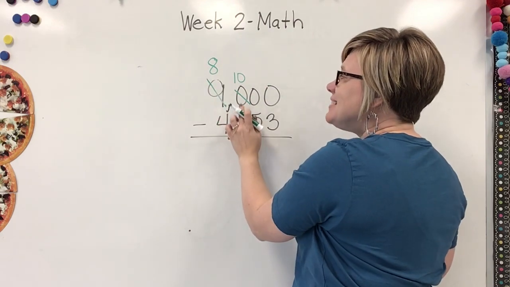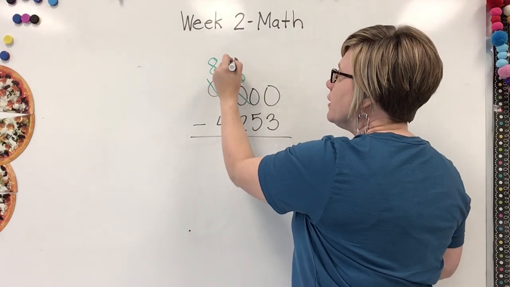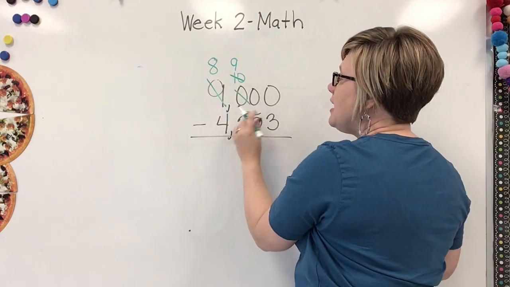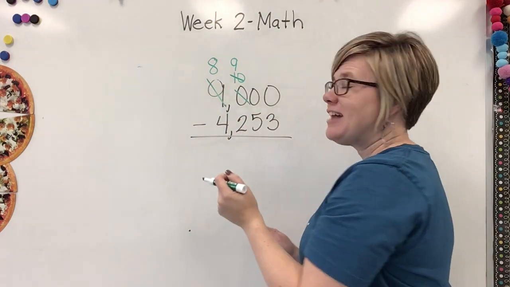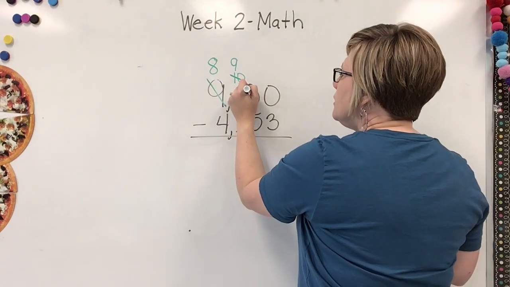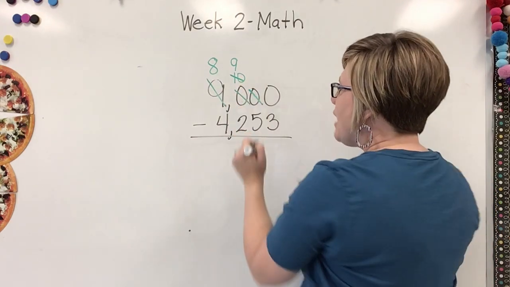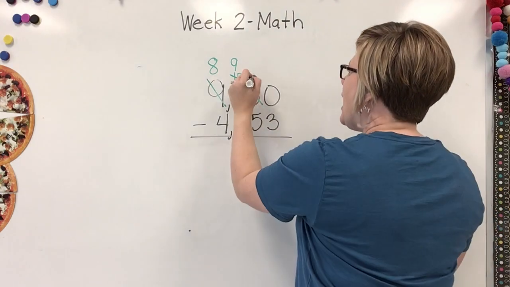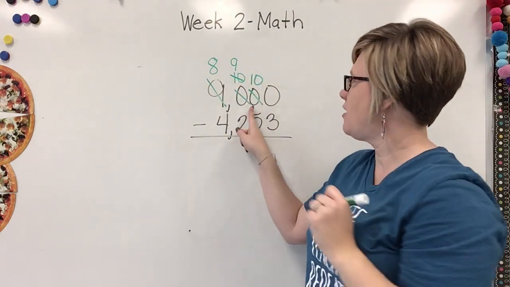So now he has 10 hundreds. Well, I'm going to borrow one. So now he has 9. And if I borrow 100, that's the same as 10 tens. So I'm going to borrow 10 tens. And so now I don't have 0 tens. I have 10 tens. All right.